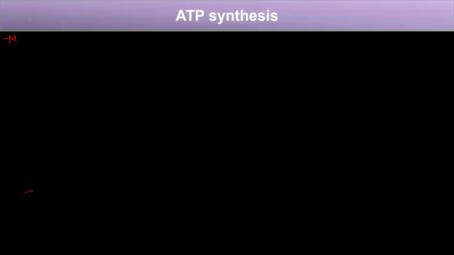There are three methods by which ATP synthesis can happen. The first one is known as substrate level phosphorylation. Okay. For substrate level phosphorylation, you do not need this proton gradient. You simply phosphorylate the ADP under any condition. So here is your ADP. Now you add the phosphate and it will simply get converted into ATP.